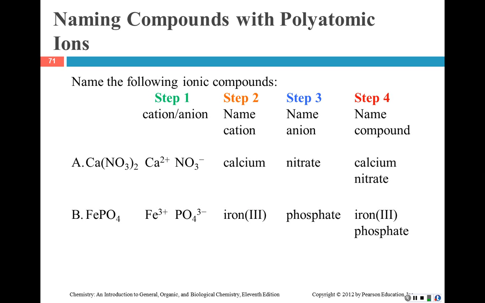Fe is iron, PO4. On this one we had to figure out what the charge was, and we used the anion. Even though it's a polyatomic, I have to look it up. It's a -3, okay? And so that -3 tells me the charge on the iron, so that I can write iron(III) phosphate.